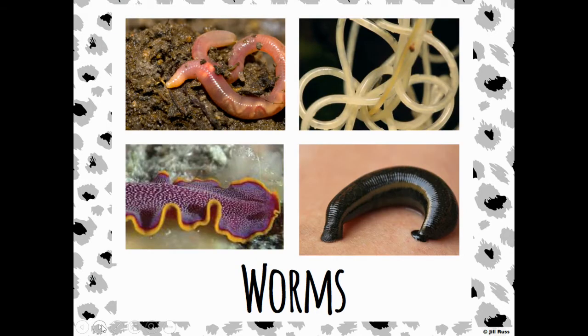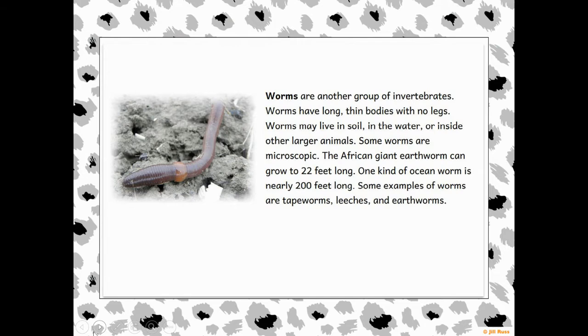The next group of invertebrates without exoskeletons we're going to talk about are worms. So here's some different kinds of worms. This is the worm you probably see most often, but there's other kinds of worms. Worms are another group of invertebrates. Worms have long, thin bodies with no legs. These are not like the meropods, the centipedes and millipedes, that have legs. Worms have no legs.